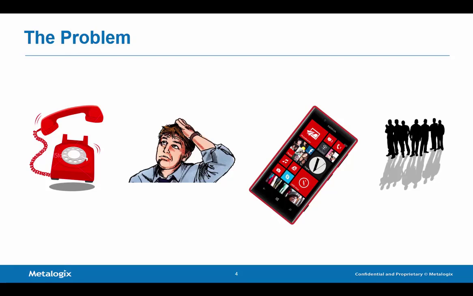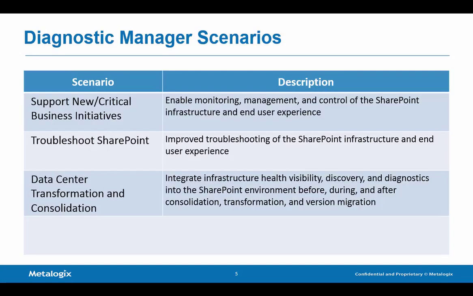Let's talk about the three business scenarios. So here, there are three main scenarios. We have supporting new and critical business initiatives, troubleshooting SharePoint, and data center transformation and consolidation. And we're going to go into more detail on these three.